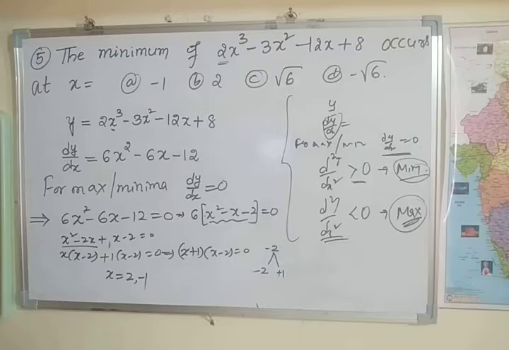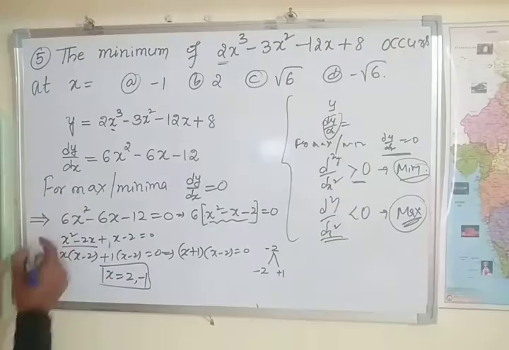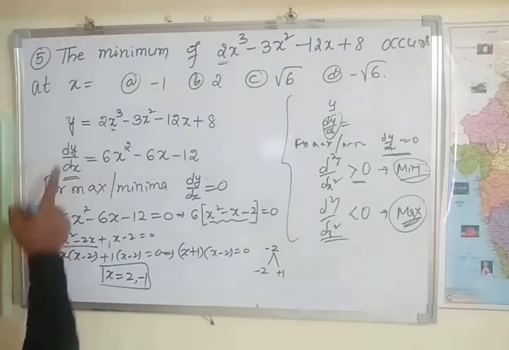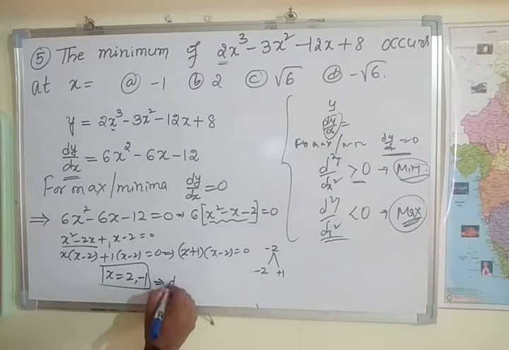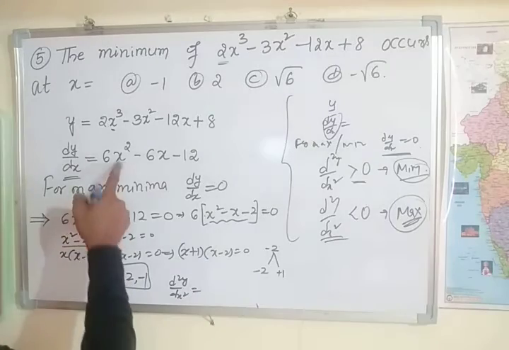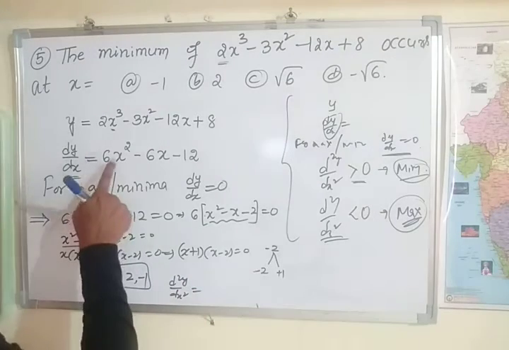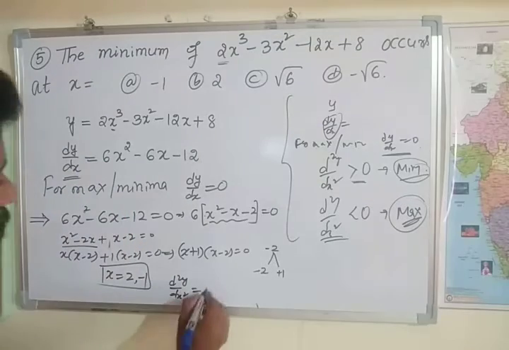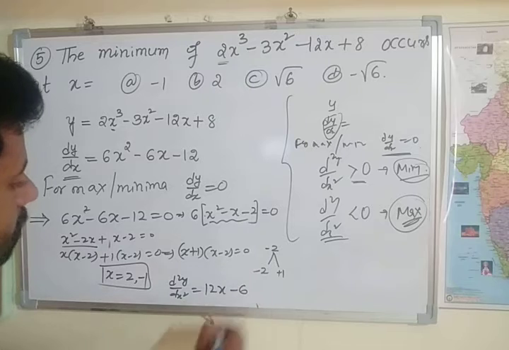Next step, using this result, now we have to find the second order derivative, d square y by dx square. It is the derivative of 6x square minus 6x minus 12: 6 is a constant term, 6 into the derivative of x square is 2x, 2 into 6, 12x, so 12x minus 6.